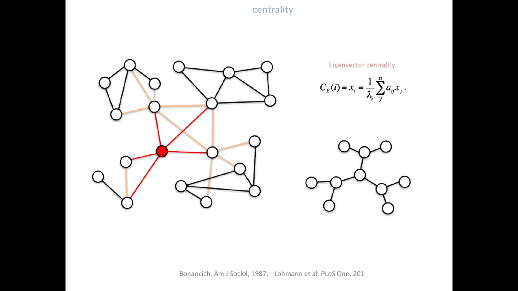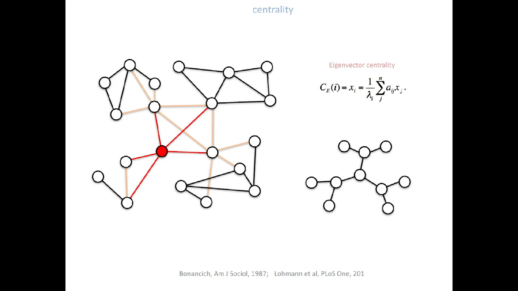And this measure accounts not only for the direct connections attached to a node, shown in red, but also the connections of its neighbors. So it's not just looking at how many connections do I have, but who am I connected to? Because that might play an important role as well.